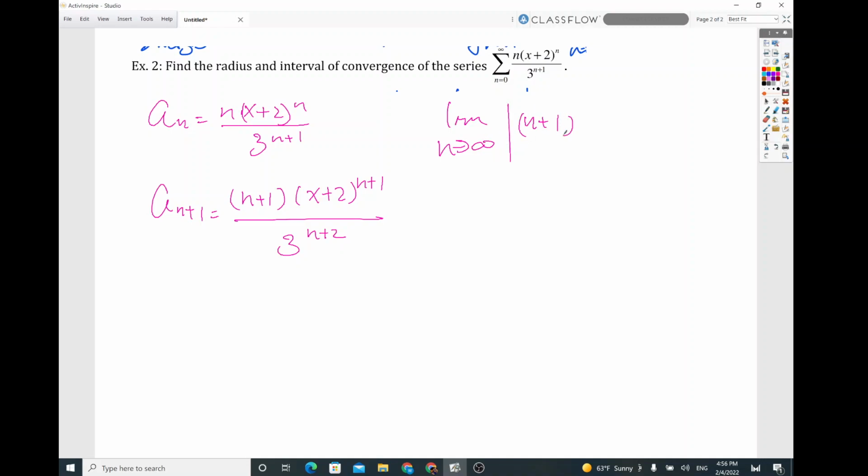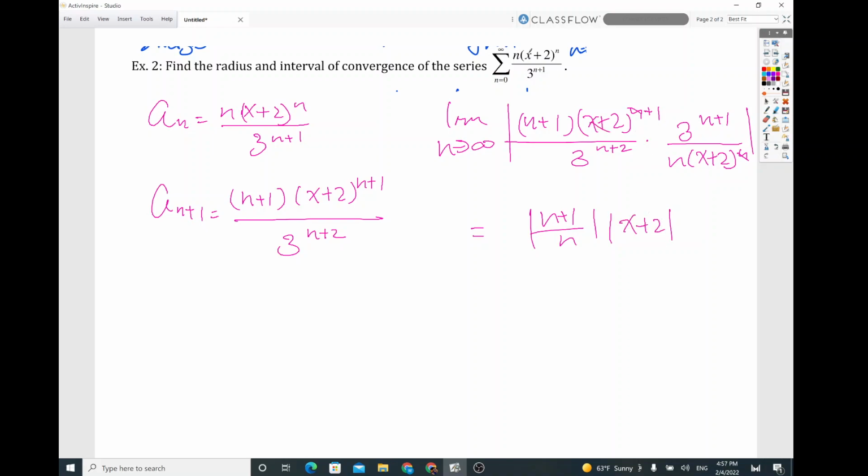So n plus 1, (x plus 2) to the power of n over 3 to the power of n plus 2, divided by a sub n, which means you multiply by the reciprocal: 3 to the power of n plus 1 over n, (x plus 2) to the power of n. I think I missed n plus 1 here. Again, let's regroup things we can simplify. So n plus 1 over n, absolute value, and then (x plus 2) to the n got canceled out, so we got x plus 2. As you can see, the center is right at negative 2. The other one, 3 to the power of n plus 1 over 3 to the power of n plus 2, would be written as 1 over 3.